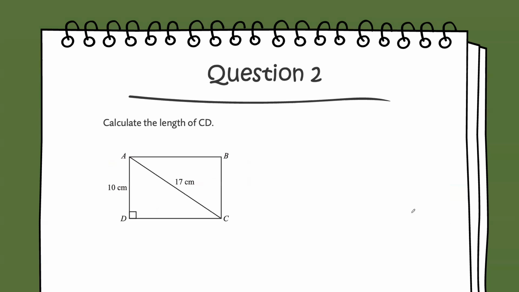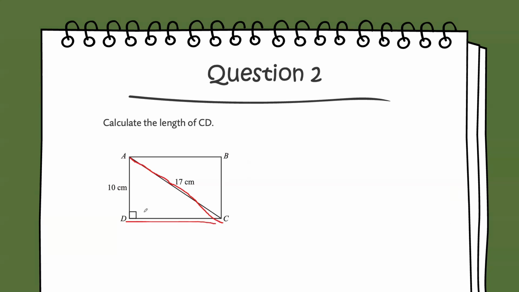This is a pretty similar question as well. Nothing too different about this, except that it can be a bit confusing when you see a rectangle instead of a triangle. But they made it easier for us because they've already split that rectangle up into two right angle triangles. And now we're calculating the length of CD, right?